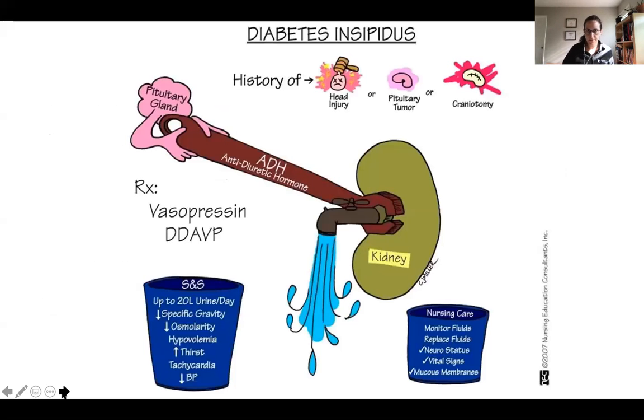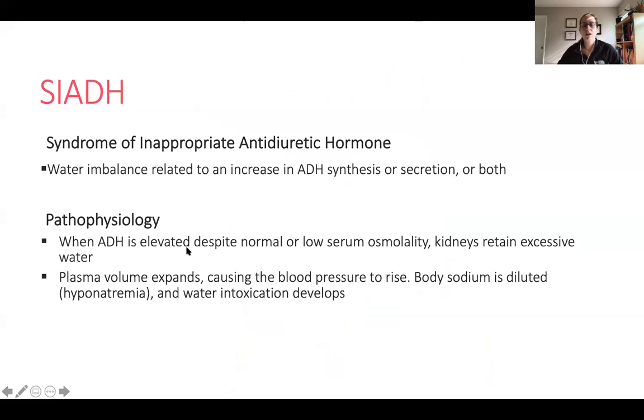So then I have a graphic here to help you remember. So the pituitary gland there is trying to control the secretion of ADH hormone, and the kidney is just losing a bunch of water. And then, you know, history of head injury, pituitary tumor, craniotomy. This is just to help you study. Helps me anyway. Okay, so then the opposite is SIADH, which is a syndrome of inappropriate antidiuretic hormone.